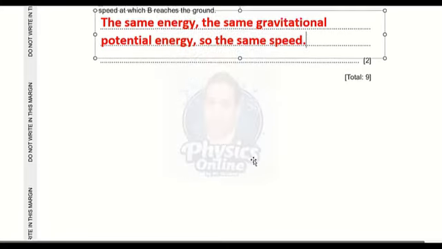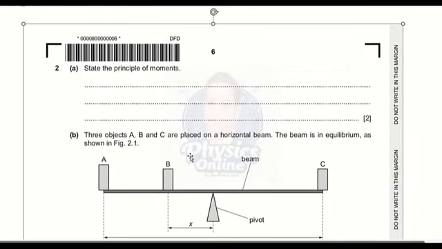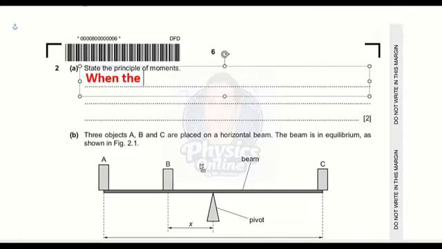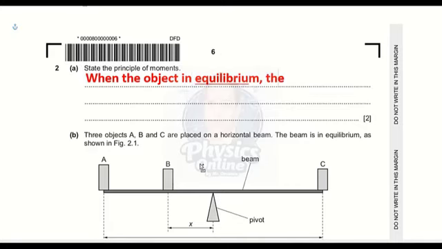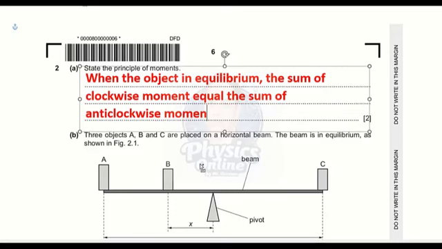Okay, let's move to question 2. In question 2, part A states the principle of moment. The principle of moment is that when the object is in equilibrium, the sum of clockwise moments equals the sum of anti-clockwise moments.